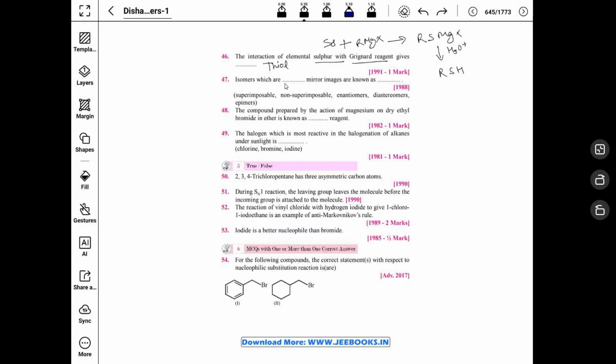Next, isomers which are mirror images are known as? Non-superimposable mirror images are known as enantiomers. But diastereomers are non-mirror images. Diastereomers are those stereoisomers which are non-mirror images, meaning they don't have a mirror image relationship. So here we will go with non-superimposable, and this will be enantiomer.